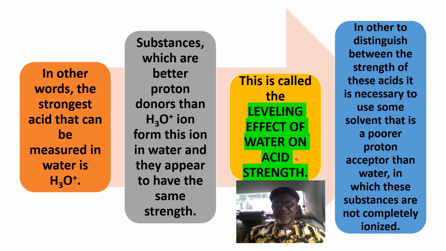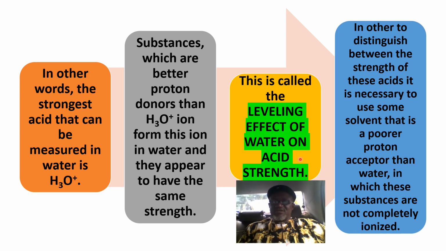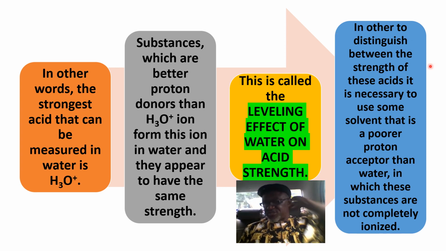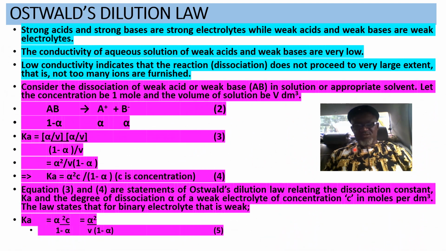This is important. So water levels the strength of all the acids as if they don't have strength again. In order to distinguish between the strength of acids, it is necessary to use some solvent that is a poorer proton acceptor than water. So we cannot use water anymore. We'll have to look for something else that can be used. And that's what we're heading to, towards the dilution law.